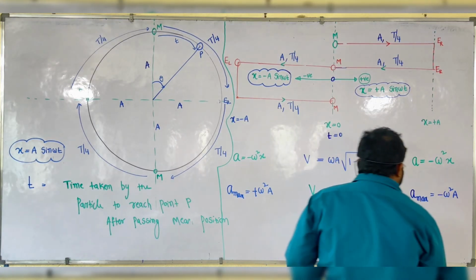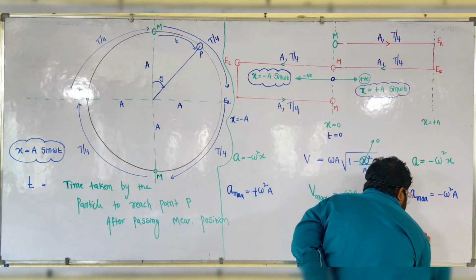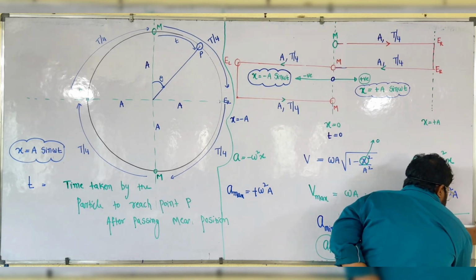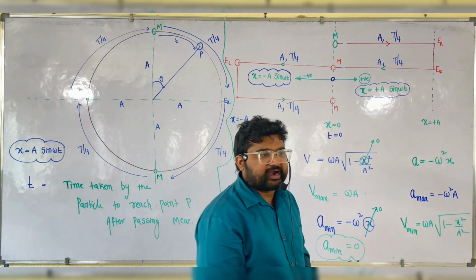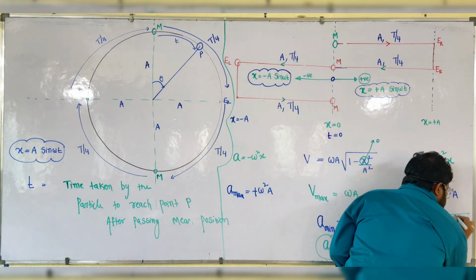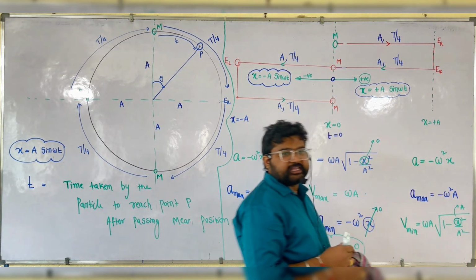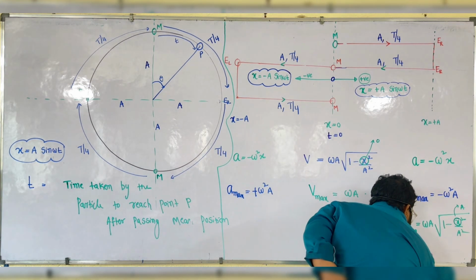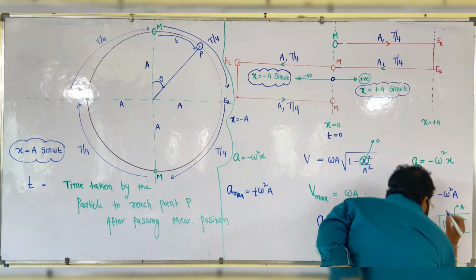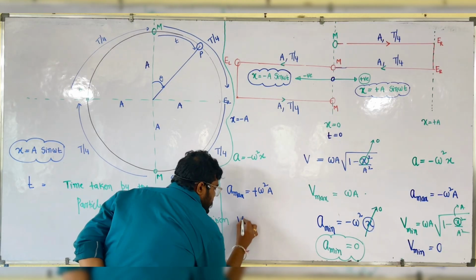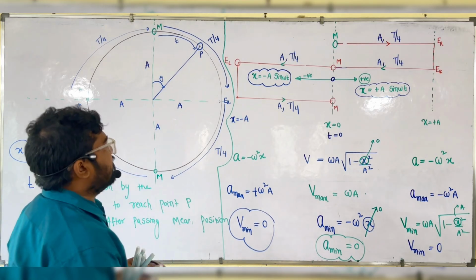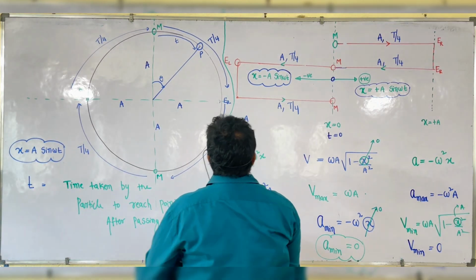Velocity would be minimum at the extremes. That equals omega a into square root of 1 minus x square by a square. Put x equal to plus a. Then what is obtained here? Velocity would be minimum, that equals 0. This is at the left and right extreme positions.